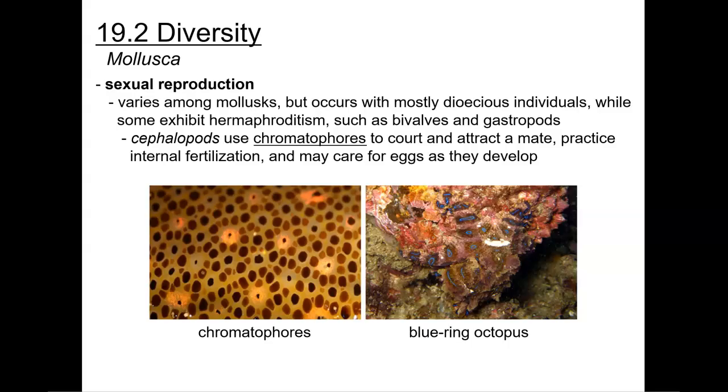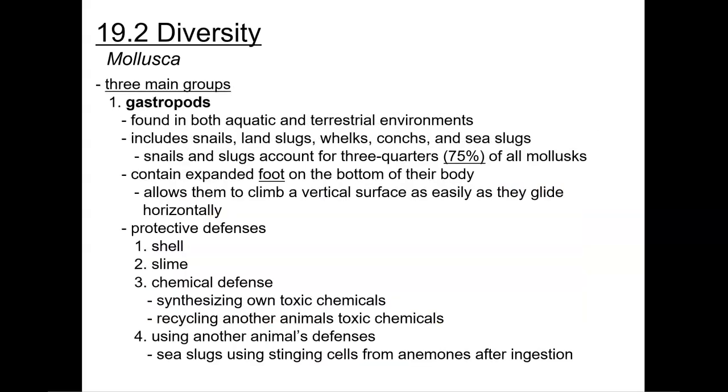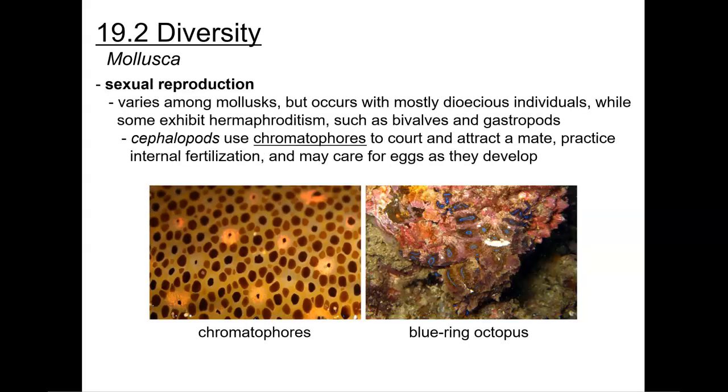Among mollusks, sexual reproduction varies but occurs mostly with dioecious individuals. While some exhibit hermaphroditism, the bivalves and the gastropods don't. With the cephalopods, they use what are called chromatophores to court and attract a mate. They practice internal fertilization, and they may care for eggs as they develop. And so the chromatophores are going to show you the different colorings that you see around there. They're going to be highlighted.